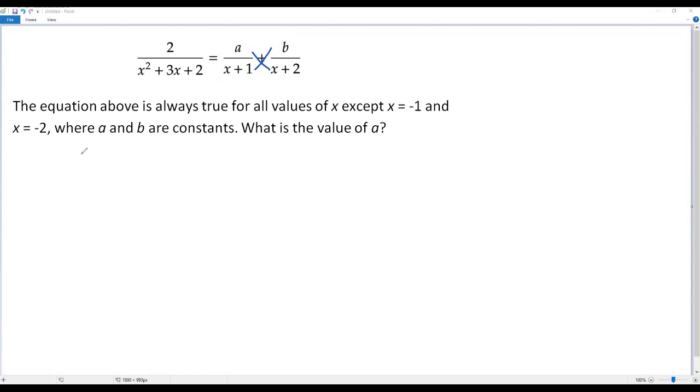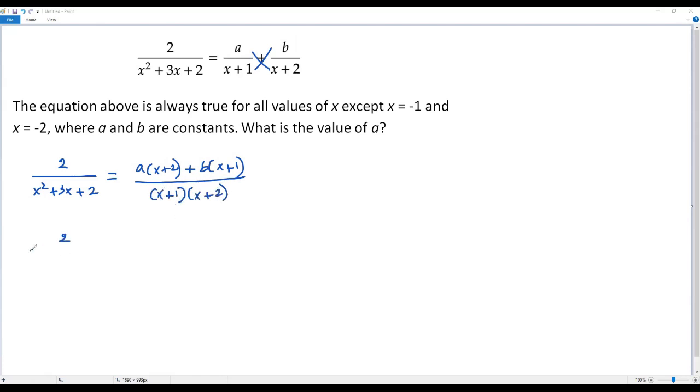Now let me take the left side of the given equation as it is: 2/(x² + 3x + 2) equals. Now let me apply cross multiplication to add the two rational expressions. The numerator a has to be multiplied by this denominator, so I get a times (x + 2). We take this addition sign as it is. Let's multiply this numerator by this denominator, then we get b times (x + 1), divided by the product of the two denominators, (x + 1) times (x + 2).